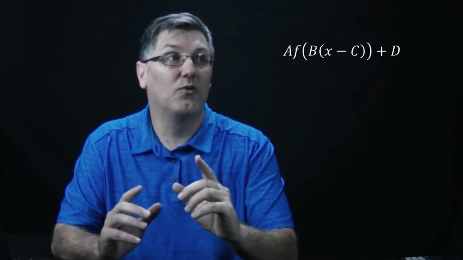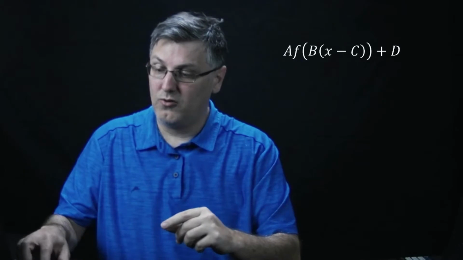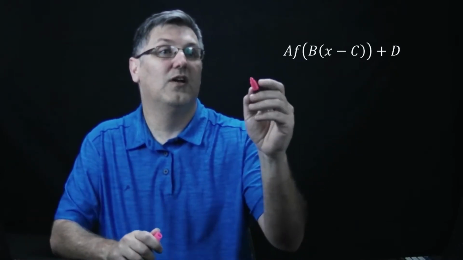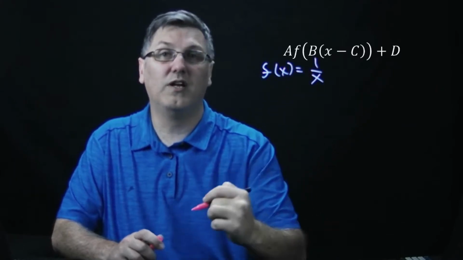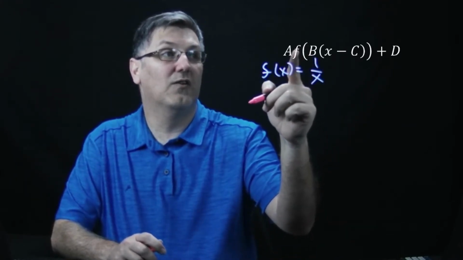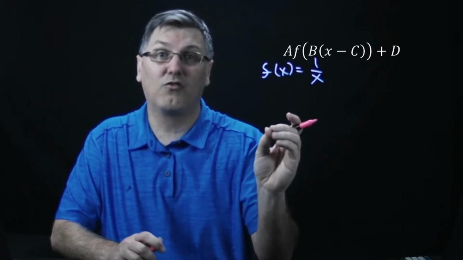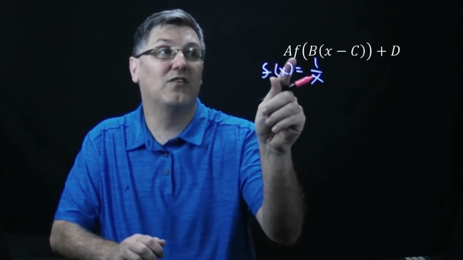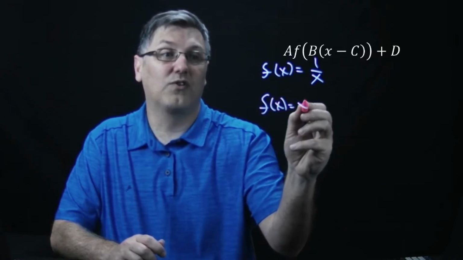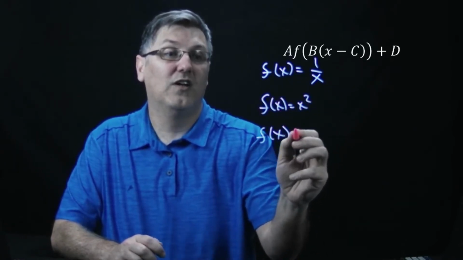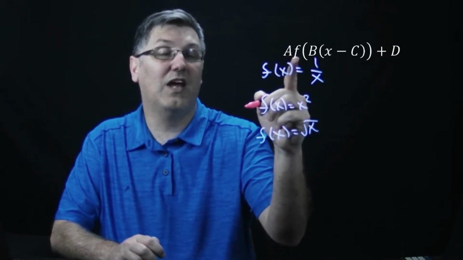The one thing you do need to know is that the f right here is actually our parent function. So if I have something like f of x equals 1 over x, which is what we're leading up to, this f right here is going to be this function 1 over x. Not terribly complex. What's really nice about this notation is that this f could be any parent function, such as f of x equals x squared, maybe f of x equals the square root of x. The only thing that really changes in this equation is the f right here.